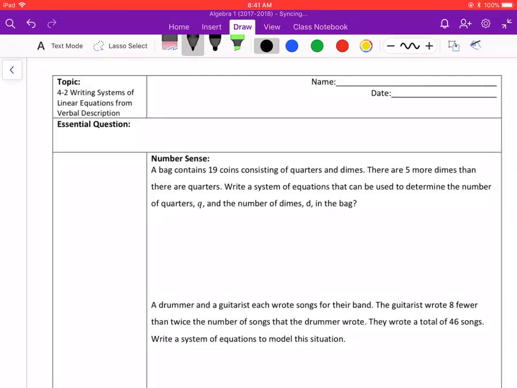Hey guys, it's Mr. Win, and we're going to talk about writing systems of linear equations from a verbal description or maybe even a table, right? So we're mostly going to focus on writing equations.